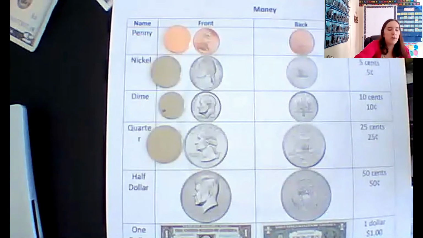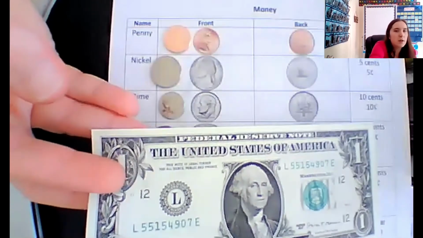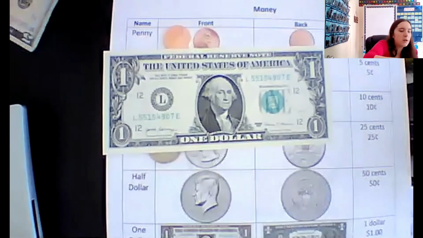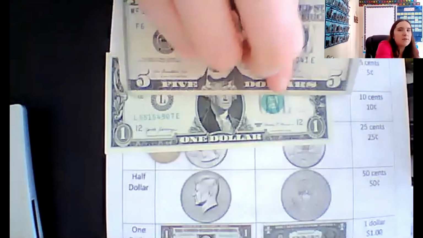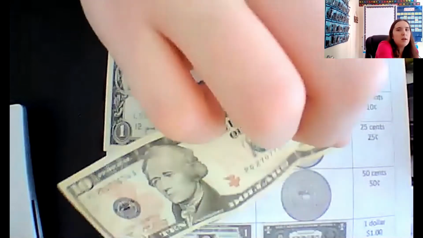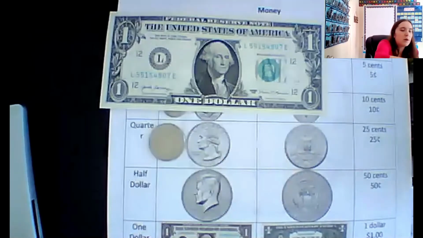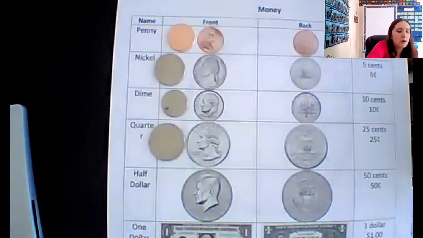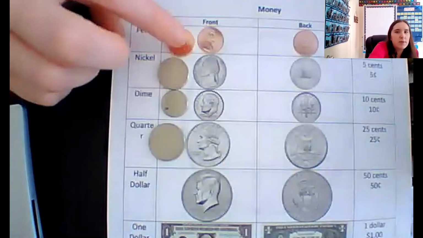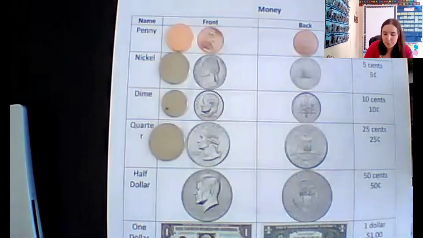And then, of course, later on next week, we're going to start learning about dollar bills. So we have a $1 bill, we have a $5 bill, we have a $10 bill, and we have a $20 bill. And we're going to talk about those next week. But today, we're going to start with our visual learning video, and we're going to be watching and learning about these coins and how we can add them up.